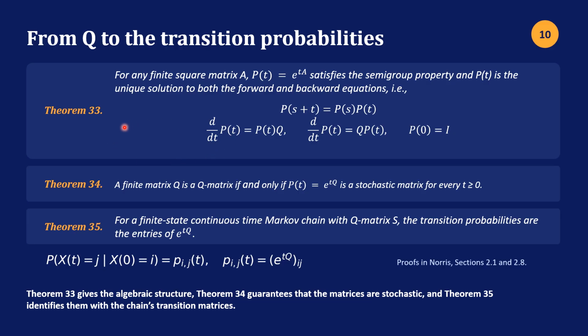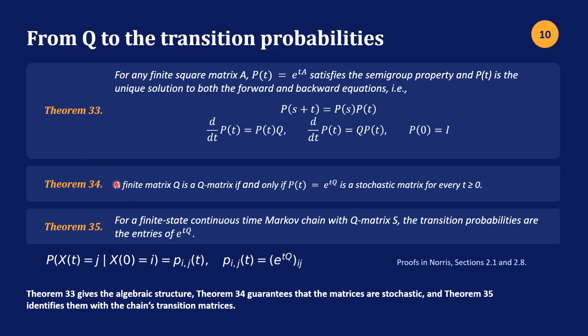So you have this property here, and then it's also the unique solution, e to the tQ, of this equation and this equation here. So the derivative of P of t equals P of t times Q, and the derivative of P of t equals Q times P of t.